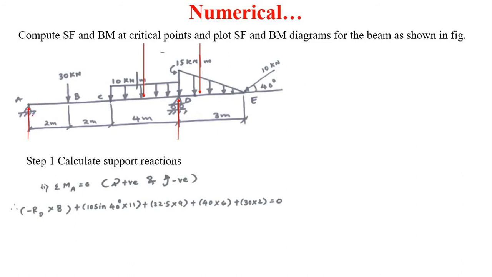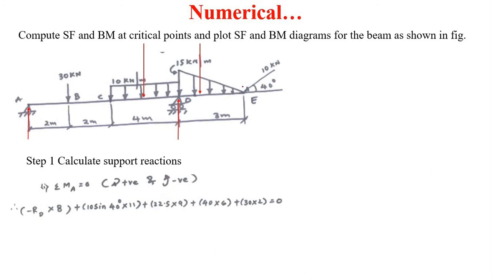There are two criteria by which we can calculate these support reactions. The first one is to take the summation of the moments due to all the forces about any one support. So here we will take moments about this support A, and equate it to 0. This will be the sign convention: clockwise moment will be considered positive, and anti-clockwise moment will be considered negative.